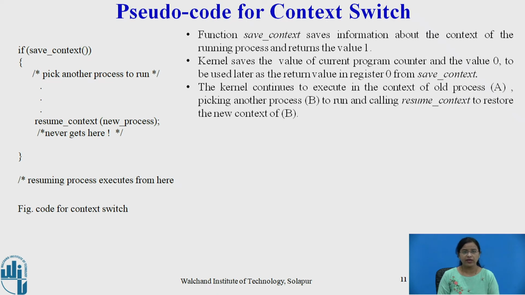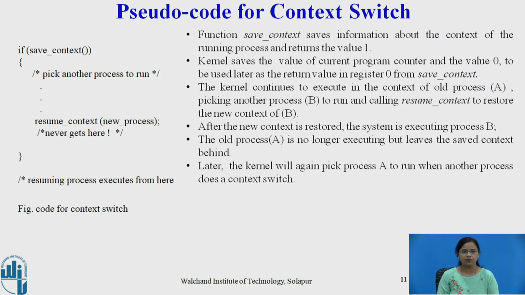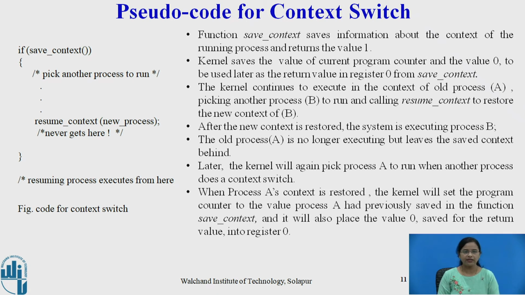Then the kernel continues to execute in the context of the old process, picks another new process to run and calls the resume context to restore the context of the new process. After the new context is restored, the system is executing in process B. The old process is no longer executing, but it leaves the save context behind. Later the kernel will again pick process A to run when another process does a context switch. So when process A's context is restored, the kernel will set the program counter to the value process A had previously saved in the function save context, as in step 1.